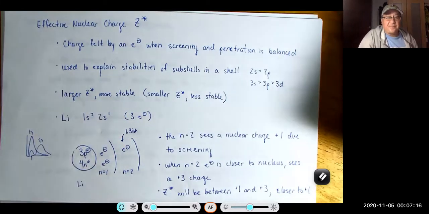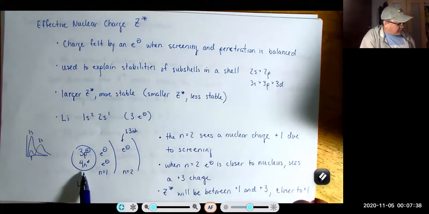So it turns out that when you look at a 2s versus a 2p electron, a 2p electron does not penetrate as well. So in a case where you're looking at a 2s versus a 2p, for instance, like in, let's see, what's after lithium?